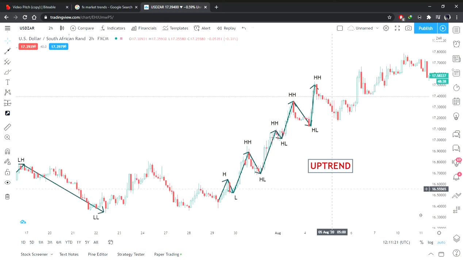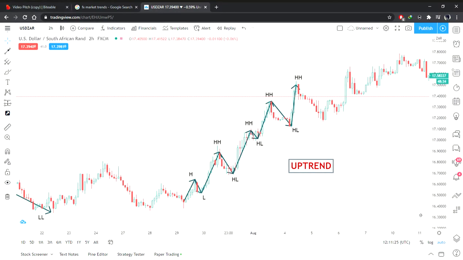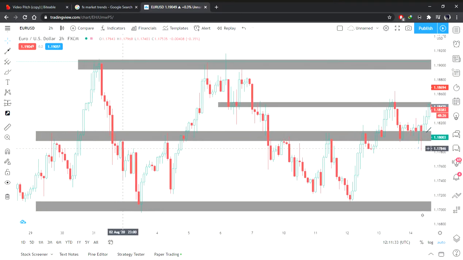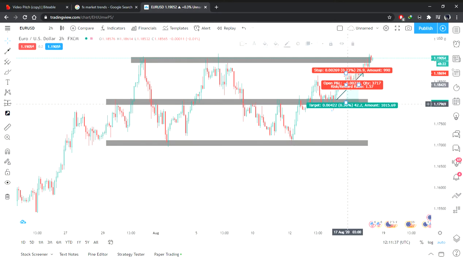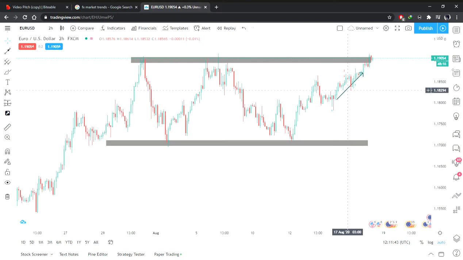There is another market structure which moves sideways. Let me check EURUSD. I think recently we were moving to the. So on EURUSD, for instance, I'm sorry, let me clear these.